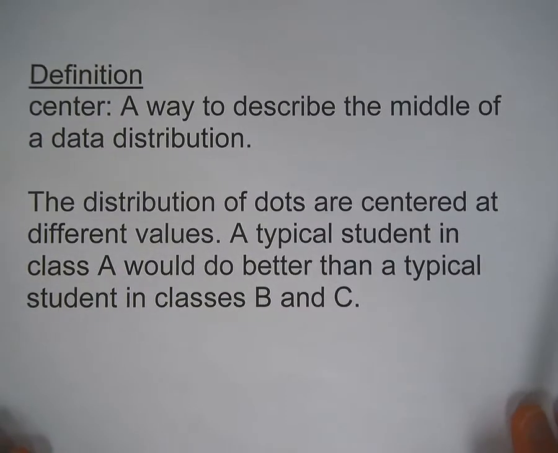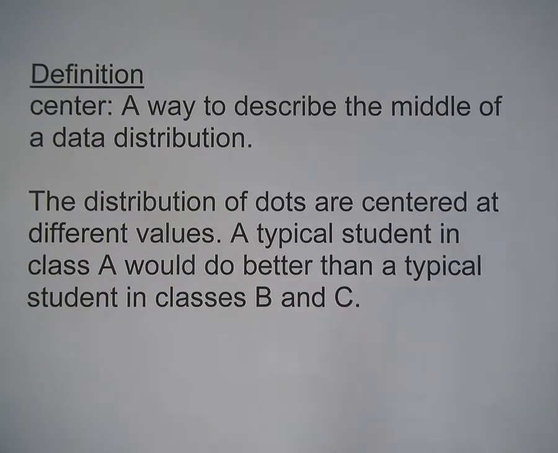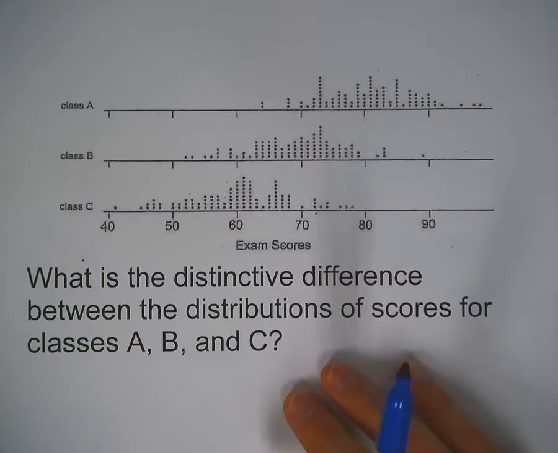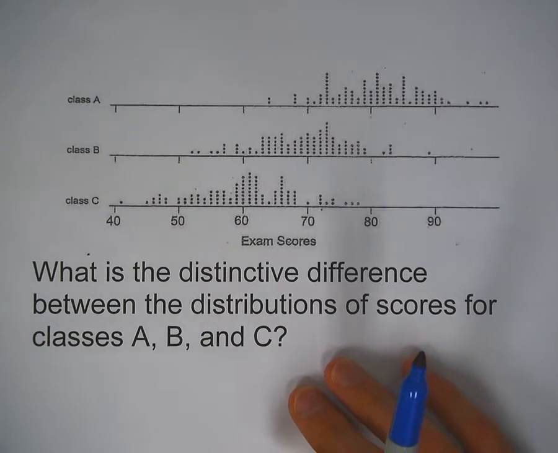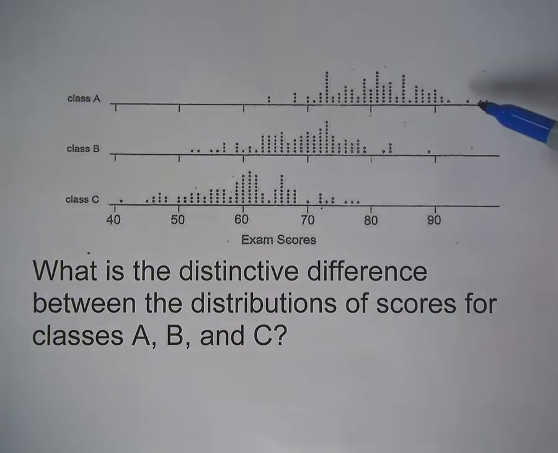So this word center is a way to describe the middle of the data distribution. The distribution of dots are centered at different values. A typical student in Class A would do better than a typical student in classes B or C. If you had a child in one of these classes, I would certainly want my child to be in Class A rather than Class C.